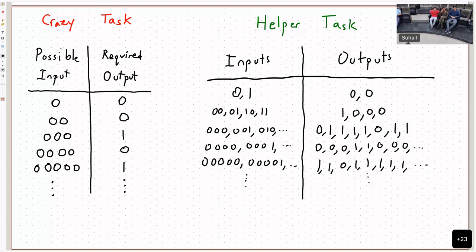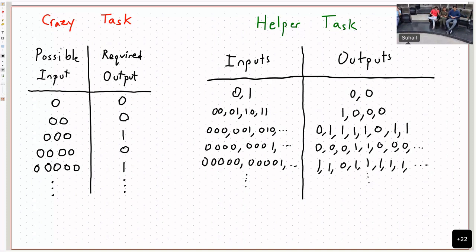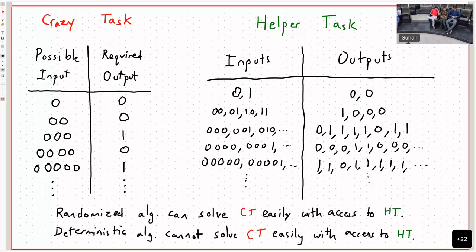So this helper task is on all inputs. It can get input 0, it can get input 1, it can get input 0, 0, 0, 1, 1, 0, 1, 1, it can get any possible input. And here I've given the outputs corresponding to these. If you look at all the inputs of length 3 here, on a huge majority of them, the helper task outputs 1. And this is how I'll continue creating this helper task. Whatever the answer is here, that's going to be the overwhelming majority in the helper task. So why am I doing this? Well, what we can show, it's a bit messy to show, but the intuition is fairly straightforward.